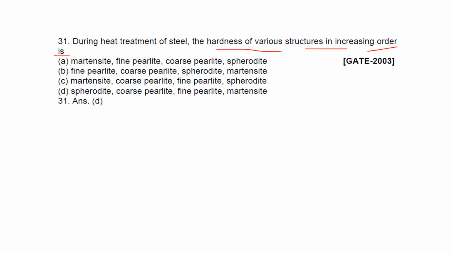So remember one thing, the hardest form is martensite. You can eliminate two options very easily, option A and option C, because martensite is not given last. In B and D, martensite is given last, so out of these two, either can be the answer. The answer is actually D: spheroidite, coarse pearlite, fine pearlite and martensite. This is the correct sequence of hardness.